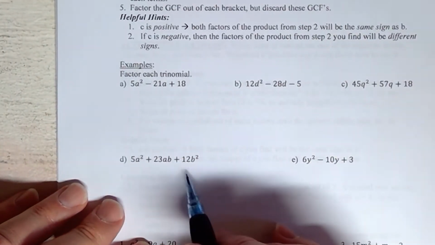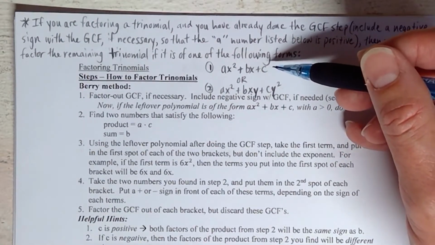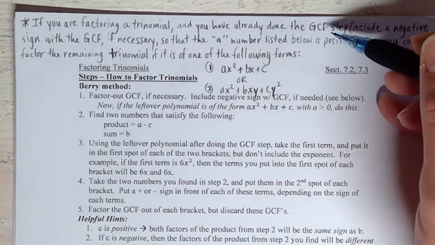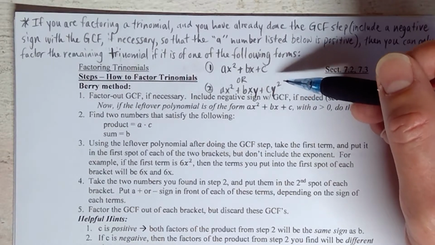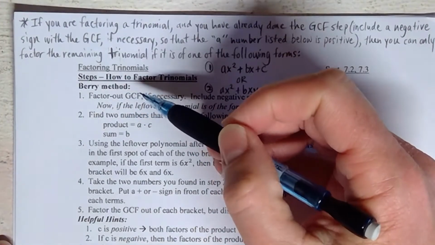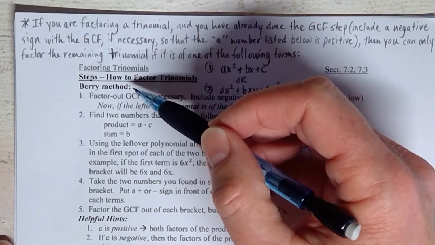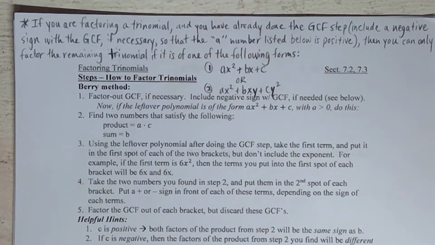So you can potentially factor this as well. If your trinomials, which they usually will be, are in this form after you've done the GCF step, then there are, like I said, multiple different methods that you could use. The one that I like the most is called the Berry method. I will also review with you two other popular methods that you may have seen in a previous math class where you learned factoring.